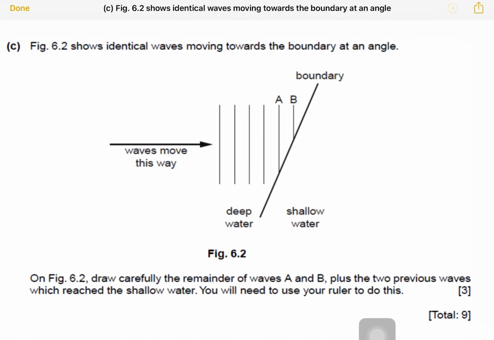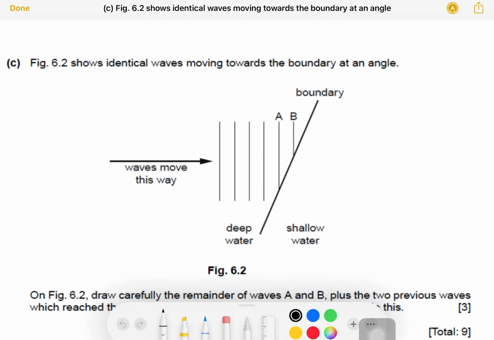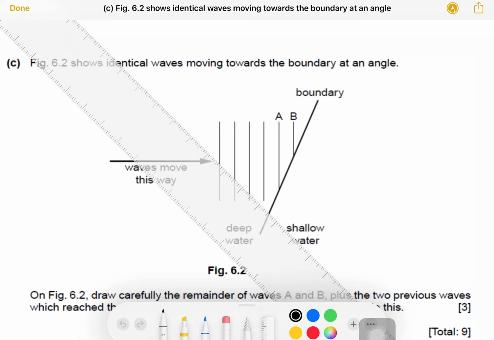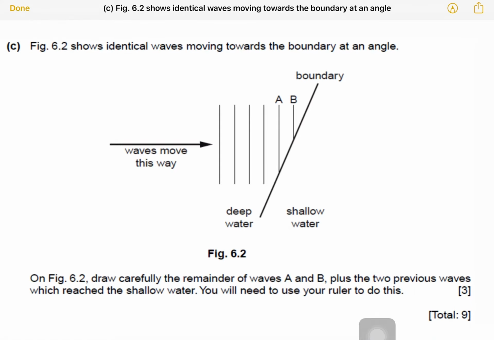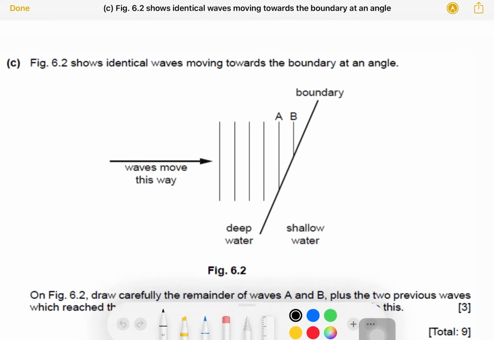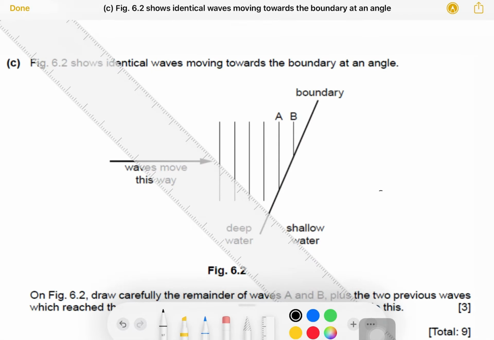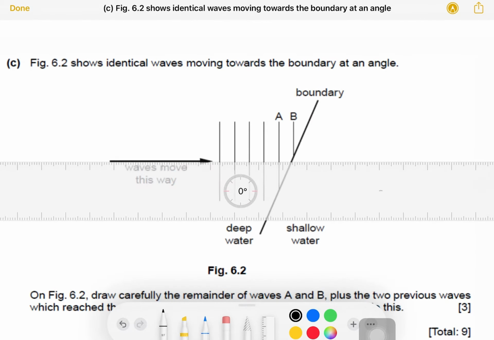So we'll see how to do this question. This question is mostly to draw the wave fronts. The question says draw carefully the remainder of waves A and B plus the two previous waves which reached the shallow water. So first thing, in order to draw the wave, we should know whether the wave is bending towards or away.